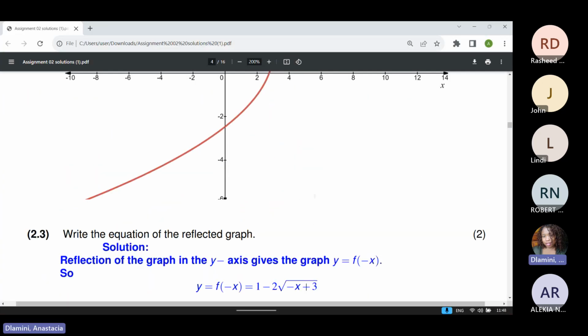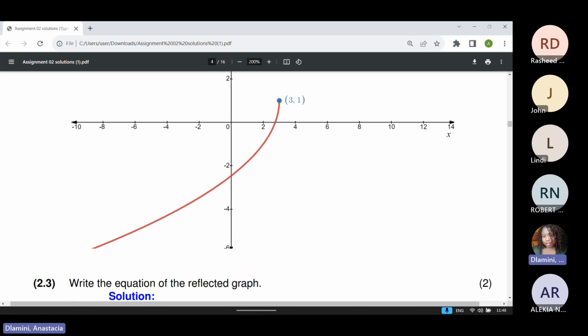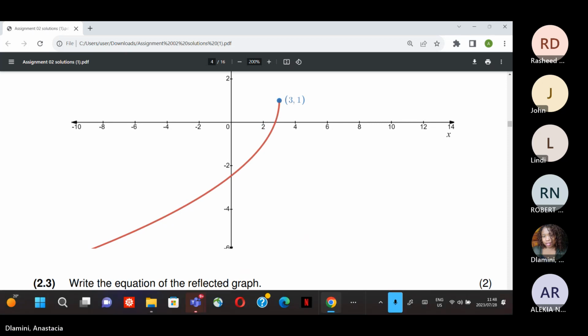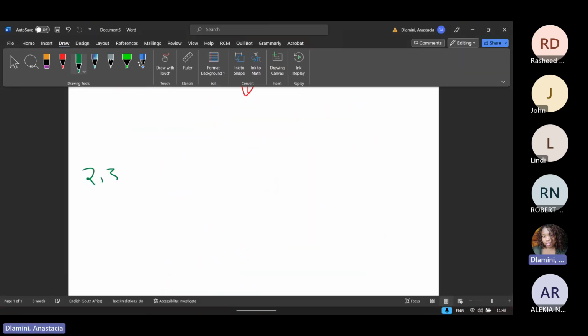So that's the graph, basically. Now, 2.3, they say, write the equation of the reflected graph. So they're asking you to write the equation of the red graph that we've drawn here. So, to do that, we have learned that if you're reflecting the graph about the x-axis, I mean, they said the x-axis, right? So you have y is equal to f of x. For us to reflect about the x-axis, it means we'll have y is equal to minus f of x.